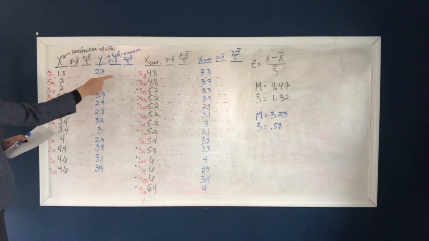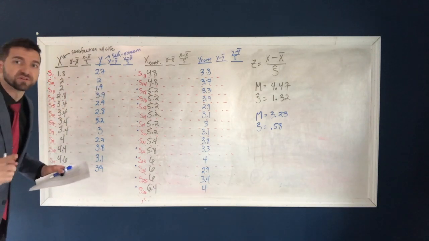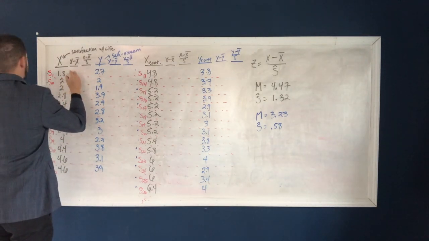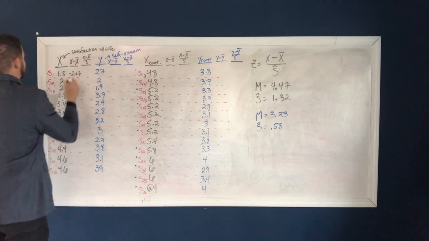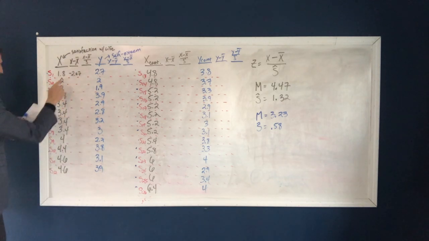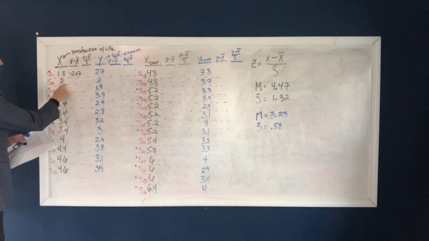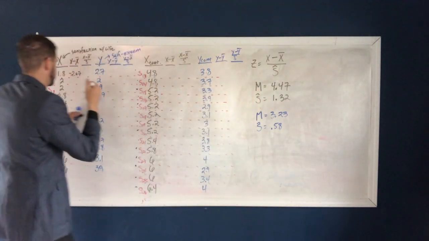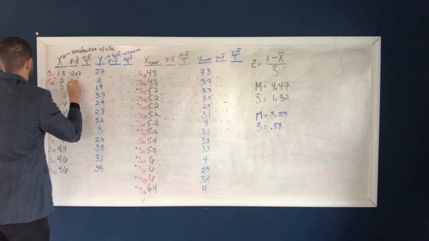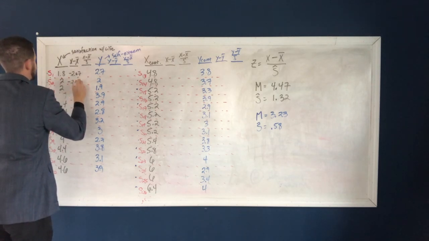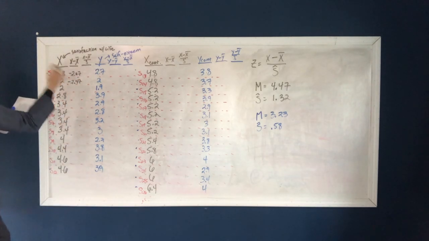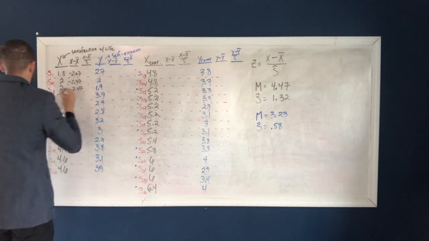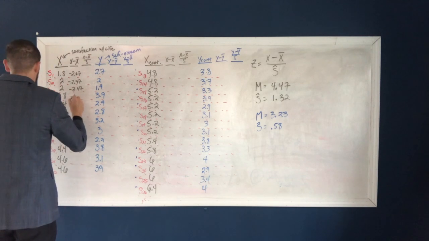So it's going to be 1.8 minus 4.47. Okay, so you should get negative 2.67. And then you have 2 minus 4.47. Right? And you should get negative 2.47. Okay, so now just keep on doing that. And I'll write up the answers.